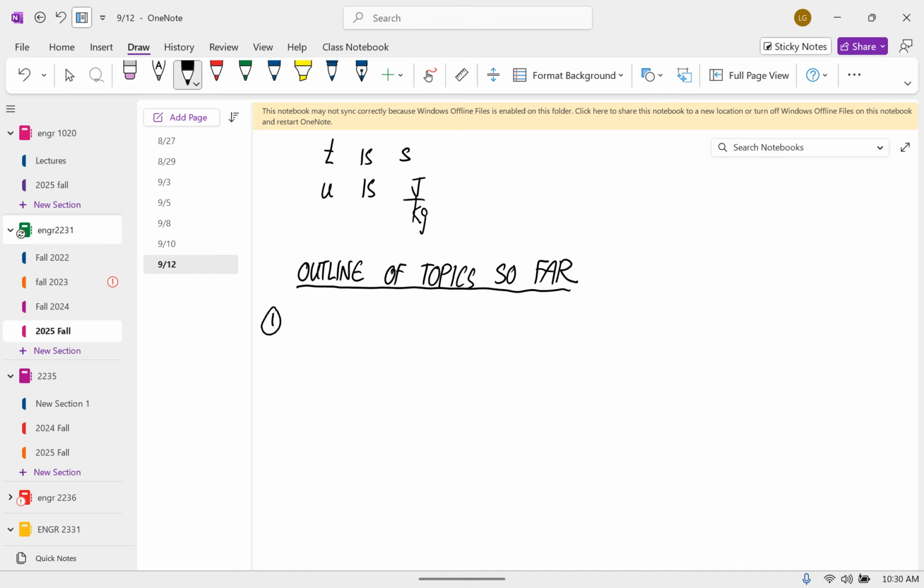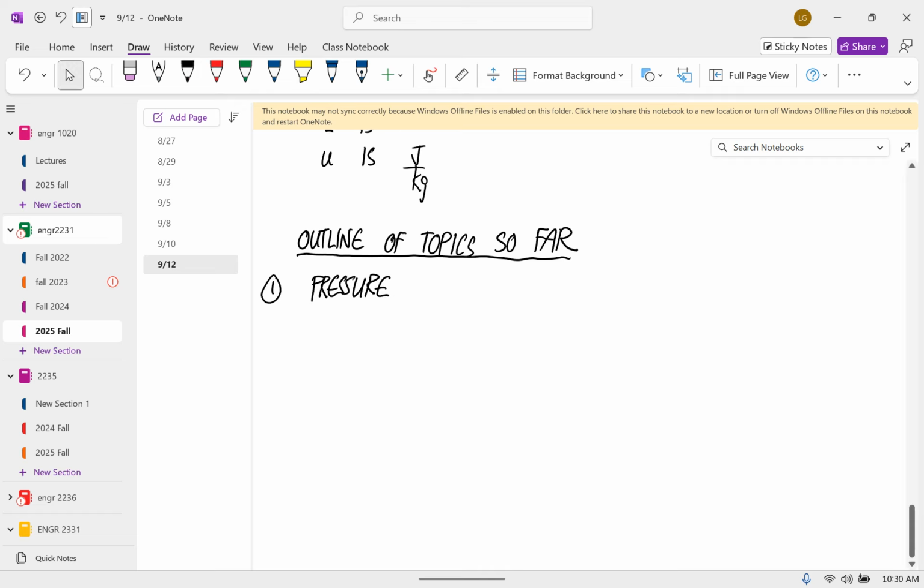Okay, so the first thing we talked about was pressure. And first, we defined that pressure is equal to the force divided by the area that force is applied over, which means you can always calculate the total force applied by a pressure as the pressure times the area.